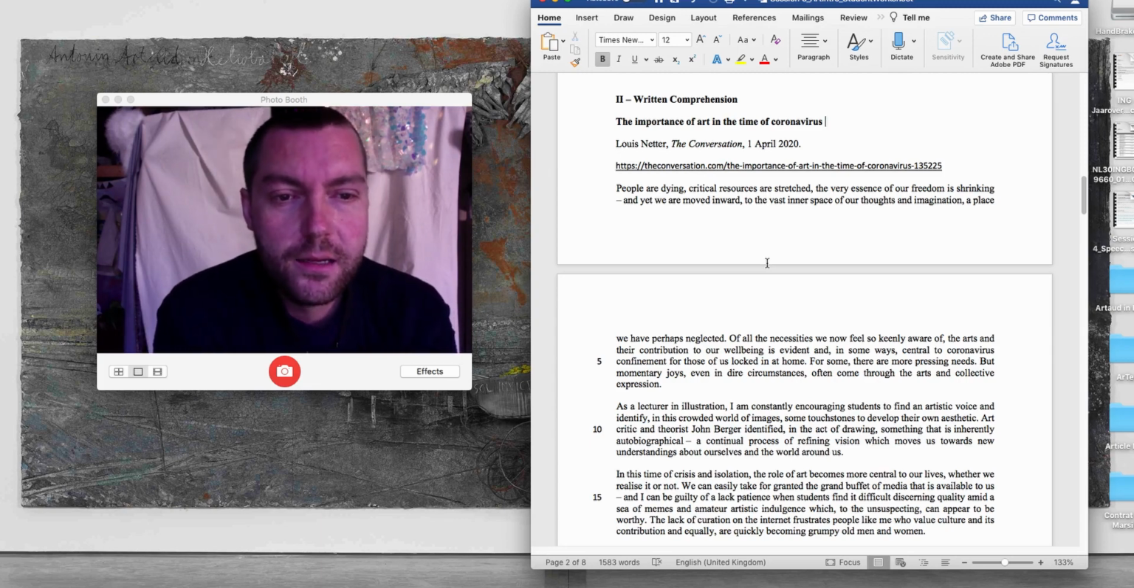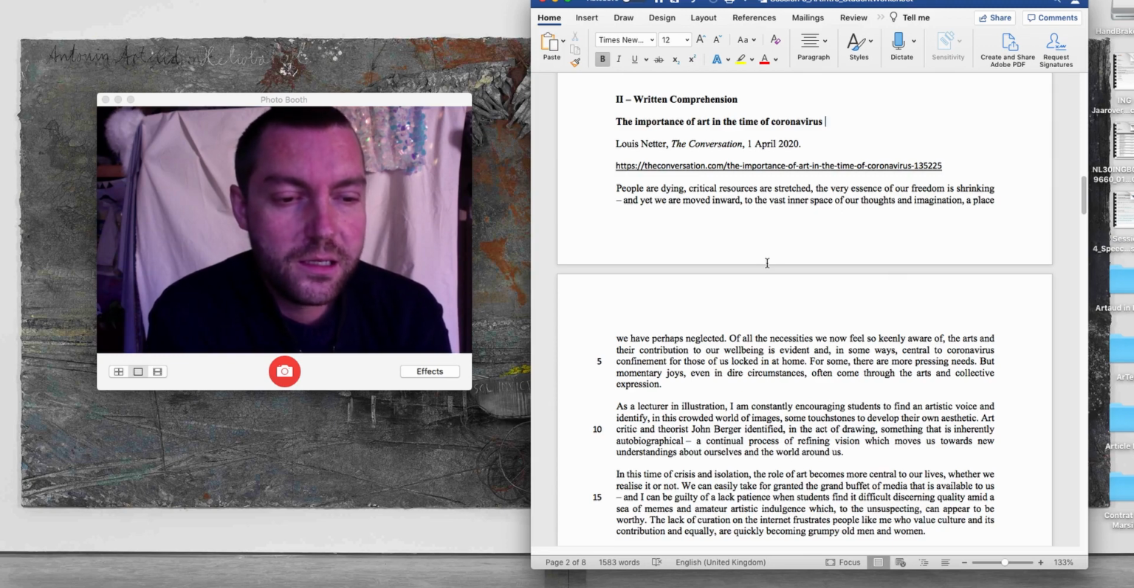People are dying. Critical resources are stretched. The very essence of our freedom is shrinking. And yet we are moved inward, to the vast inner space of our thoughts and imagination, a place we have perhaps neglected.